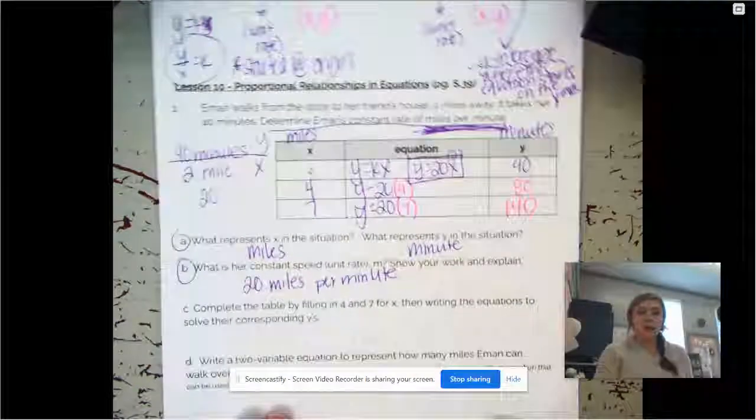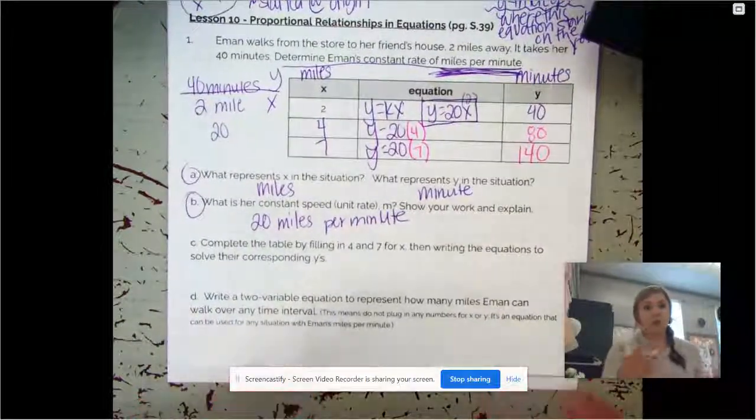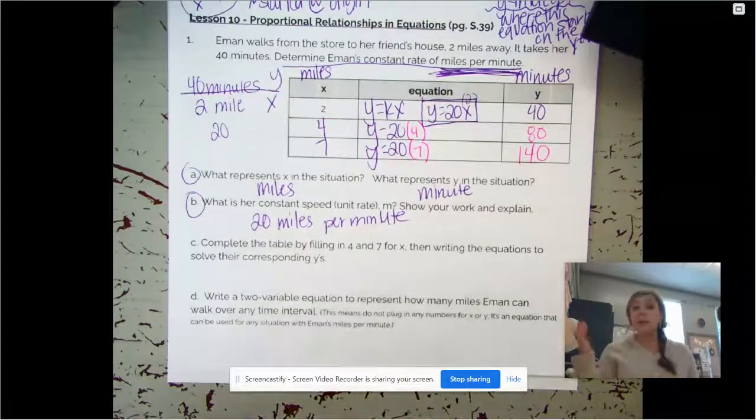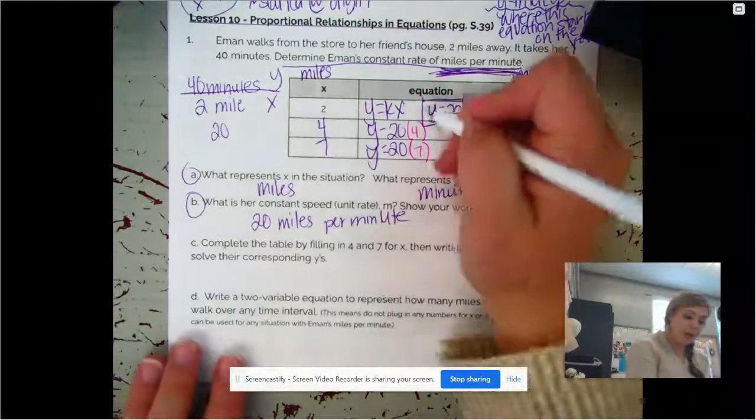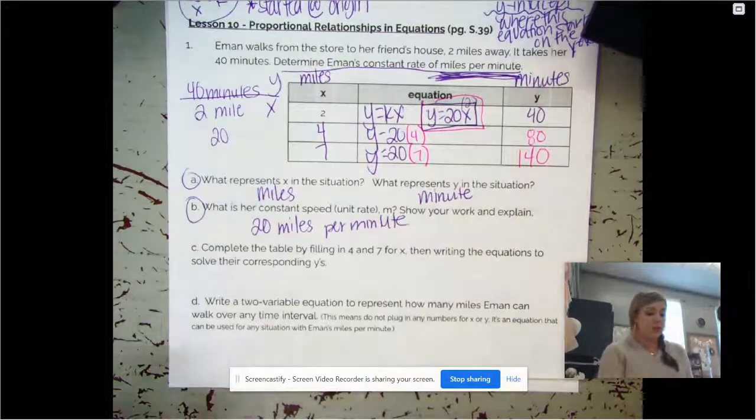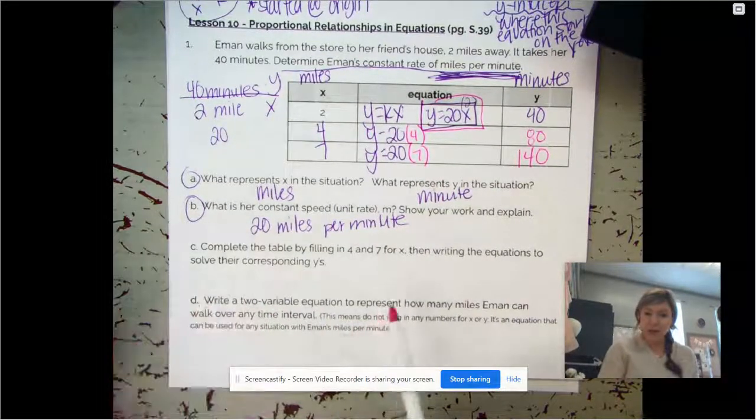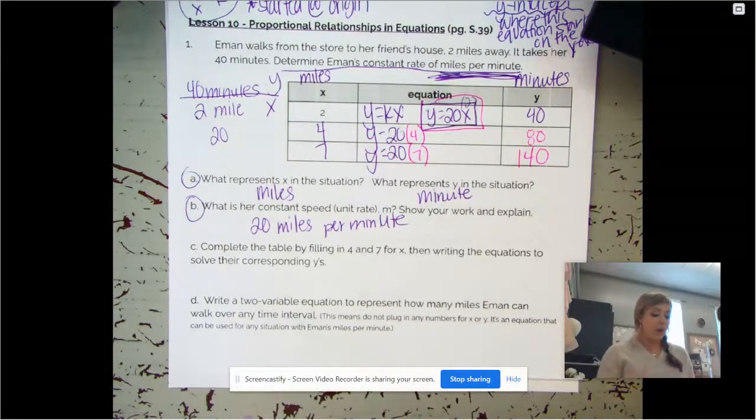Letter D down here is one of the most important points we want to get across to you. And honestly, it should be the easiest one. And it's what I boxed out up here. So it says to write a 2-variable equation. Sounds complicated, but we've already done it. To represent how many miles Eamon can walk over any time interval.